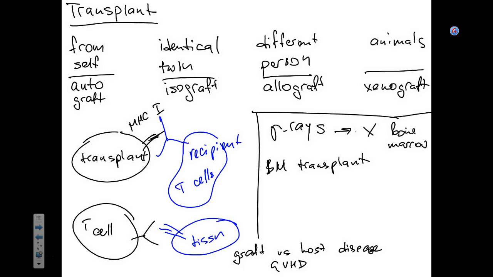How do you treat abnormal response by T cells? What do you suppress? T cells. You give immunosuppressants. Does that make sense?